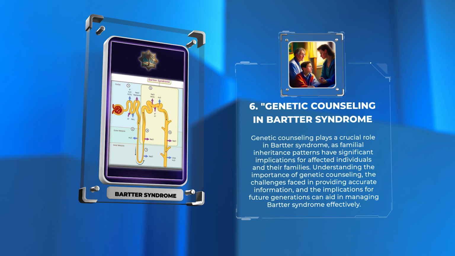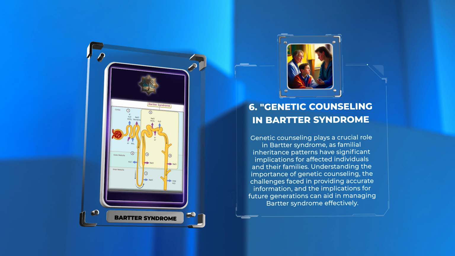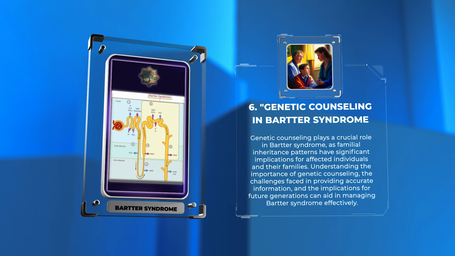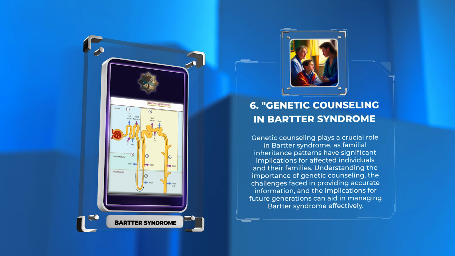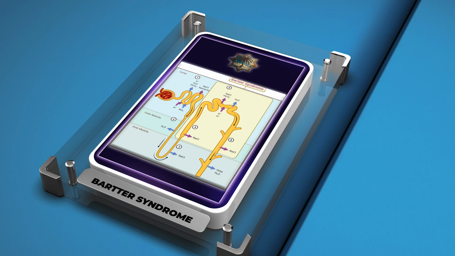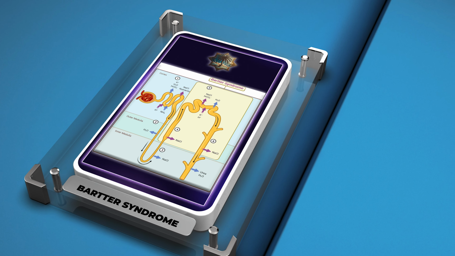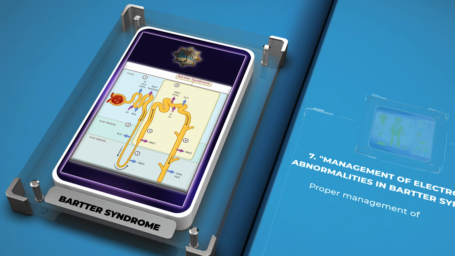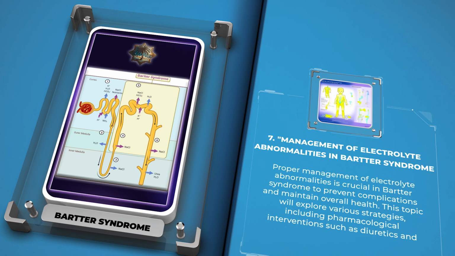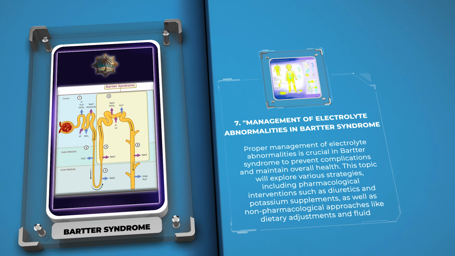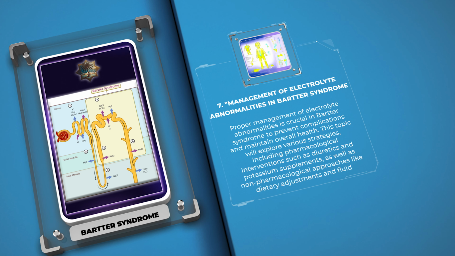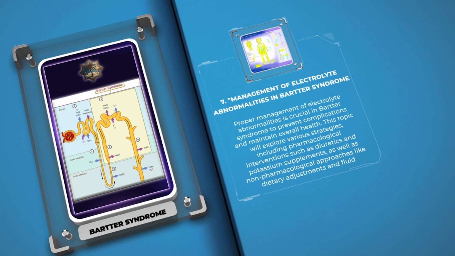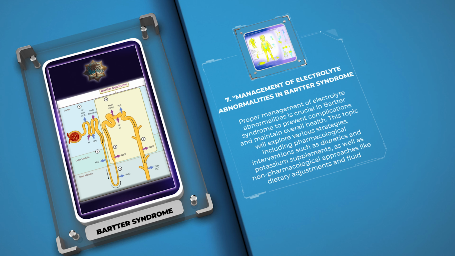Understanding the importance of genetic counseling, the challenges faced in providing accurate information, and the implications for future generations can aid in managing Bartter syndrome effectively. Proper management of electrolyte abnormalities is crucial in Bartter syndrome to prevent complications and maintain overall health. This topic will explore various strategies, including pharmacological interventions such as diuretics and potassium supplements, as well as non-pharmacological approaches like dietary adjustments and fluid management.